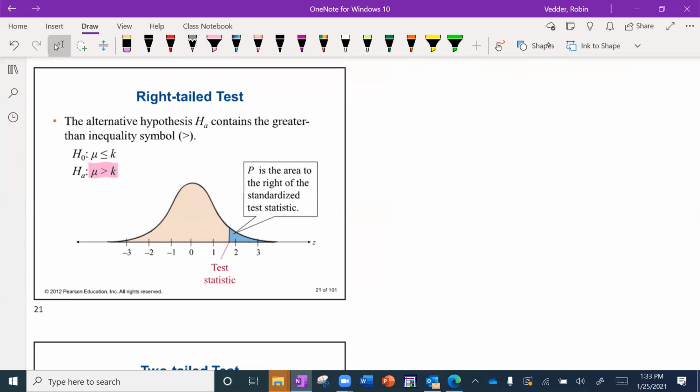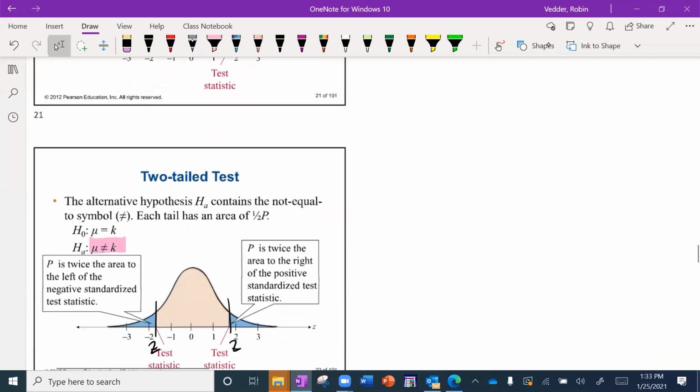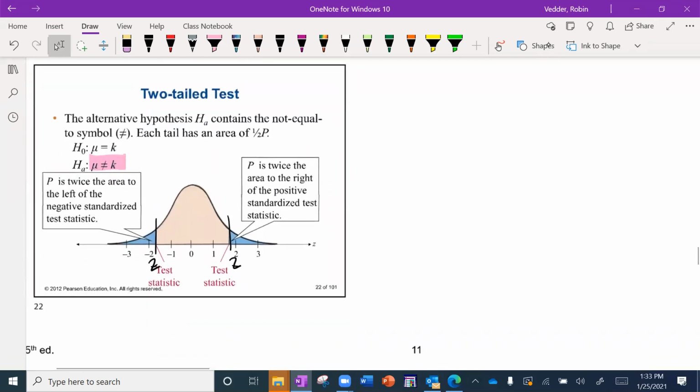Final type of test, the two-tailed. What do you think the alternative will look like on a two-tailed test? We have a less than, we have a greater than, what's missing? Right, since it's the alternative, it's going to be not equal to. So whenever the alternative is not equal to, it's going to be a two-tailed test.